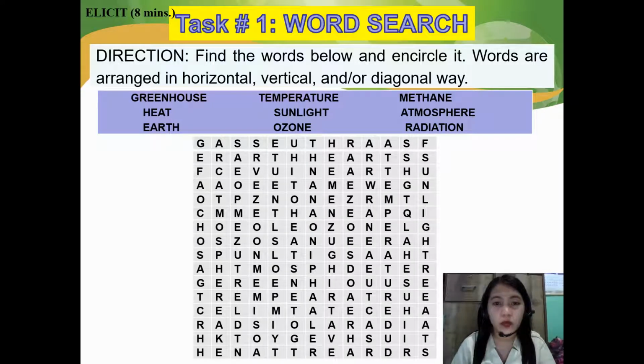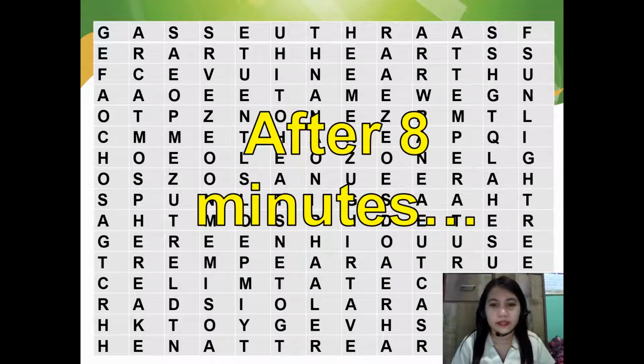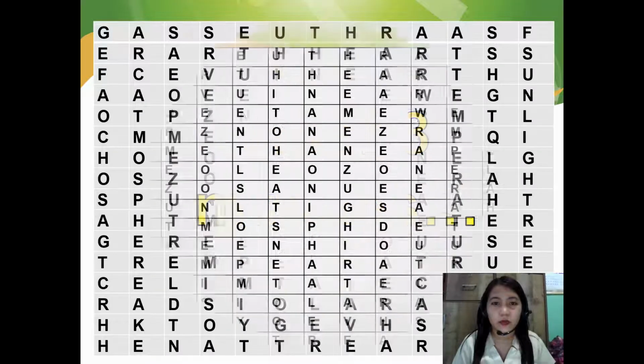So I am going to post this box and you are going to find these 9 words: the greenhouse, heat, earth, temperature, sunlight, ozone, methane, atmosphere, and radiation. So remember class, you can find it either in horizontal, vertical, or in diagonal way. So you have 8 minutes to perform this task. And now, let's see the words.